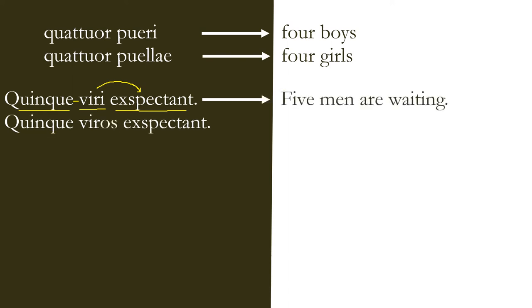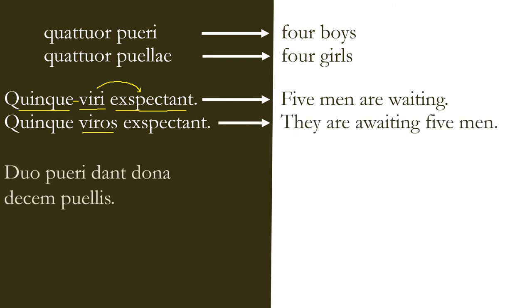We can change this around and put viri in the accusative, which means they're not doing any waiting at all, they're being awaited. Expectant quinque viros. They're awaiting five men.